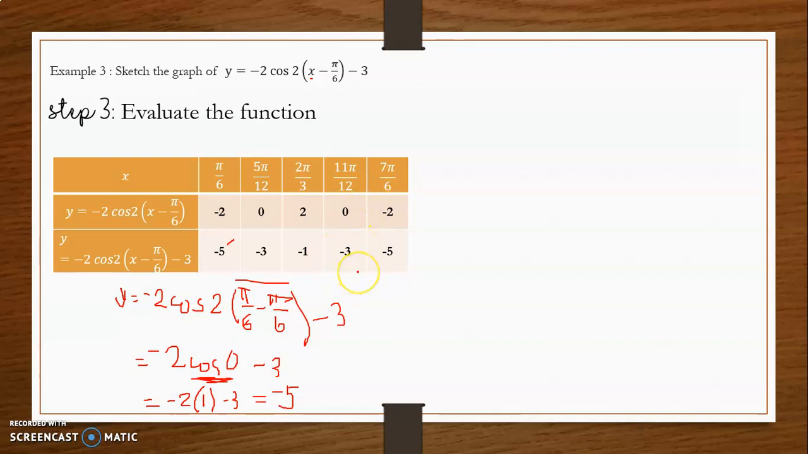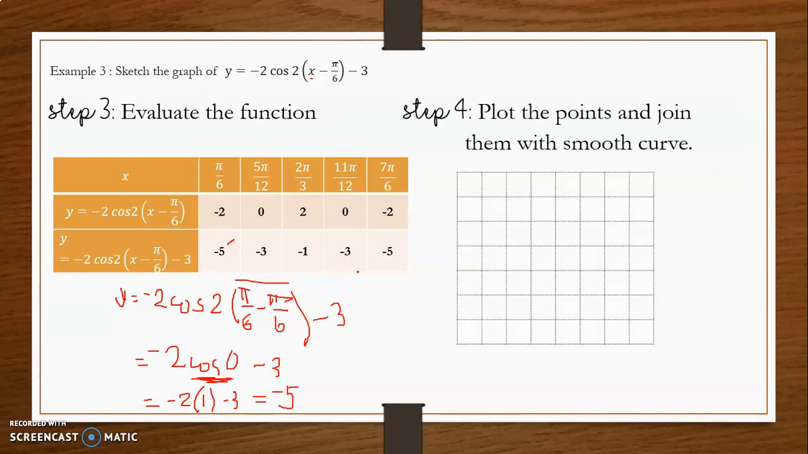So now that we obtain the values, we can now plot the points. So this is our graph. So naa diri ato ang values ni x, pi over 6, 5 pi over 12, 2 pi over 3, 11 pi over 12, 7 pi over 6. So we will start if ang atong x is pi over 6, ang atong y is naa siya sa negative 5. So i-assume nato ni siya nga mo ni siya sa negative 1, negative 2, negative 3, negative 4, negative 5. So ang atong negative 5, so naa diri. Sunod, kung 5 pi over 12, negative 3 siya. So here, sunod, negative 1 siya. Sunod, negative 3. And sunod, negative 5.